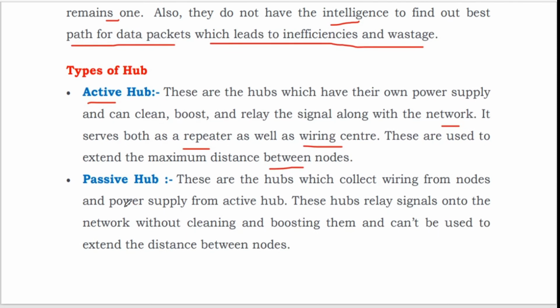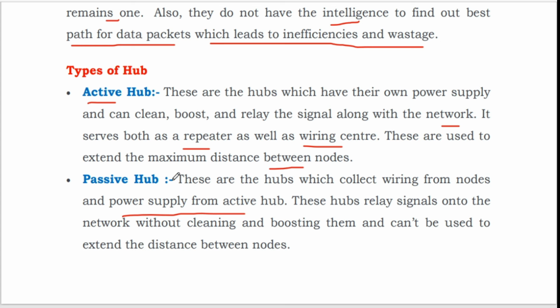So what are passive hubs? Passive hubs are the hubs which collect wiring from nodes and power supply from active hubs. These hubs relay signals onto the network without cleaning and boosting them and can't be used to extend the distance between the nodes. So these are the two types of hubs that we have.